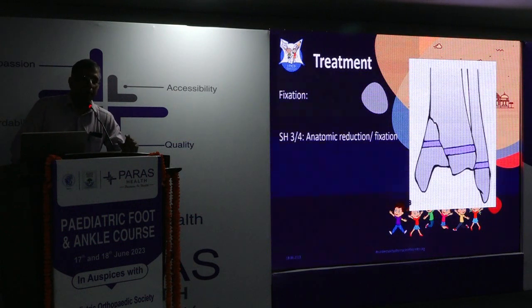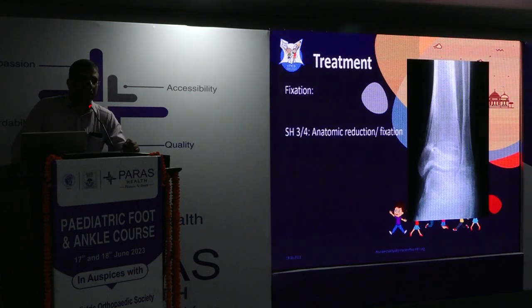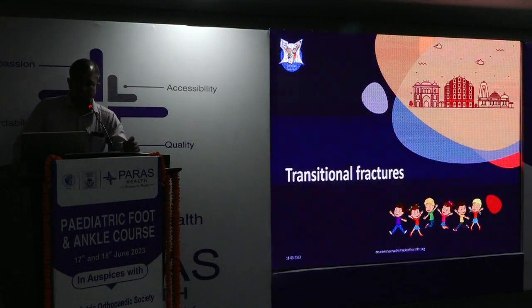The reason being, even a slight amount of malunion in these fractures will lead not only to articular incongruity, but also to a step off at the level of the articular cartilage, and that can lead to a growth arrest. Example being this. So this medial malleolus fracture, because it was minimally displaced, was conserved. However, you can see that there is a step off at the level of the articular cartilage, and that has led to a growth arrest and deformity.